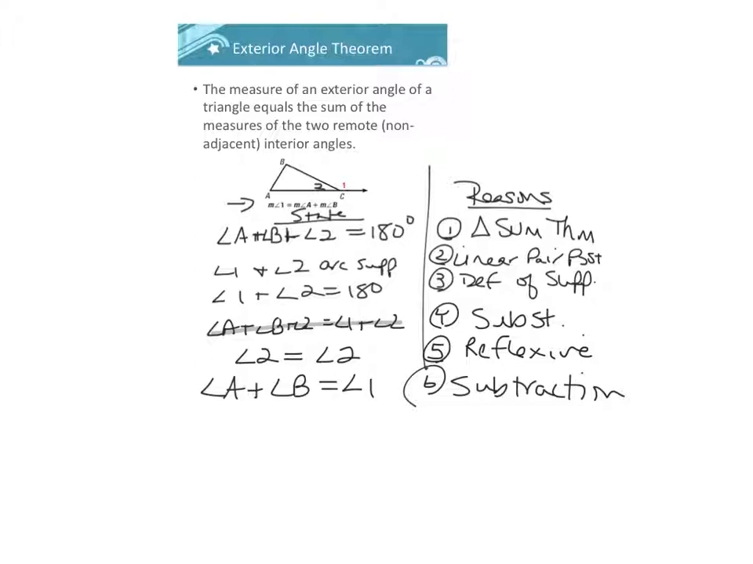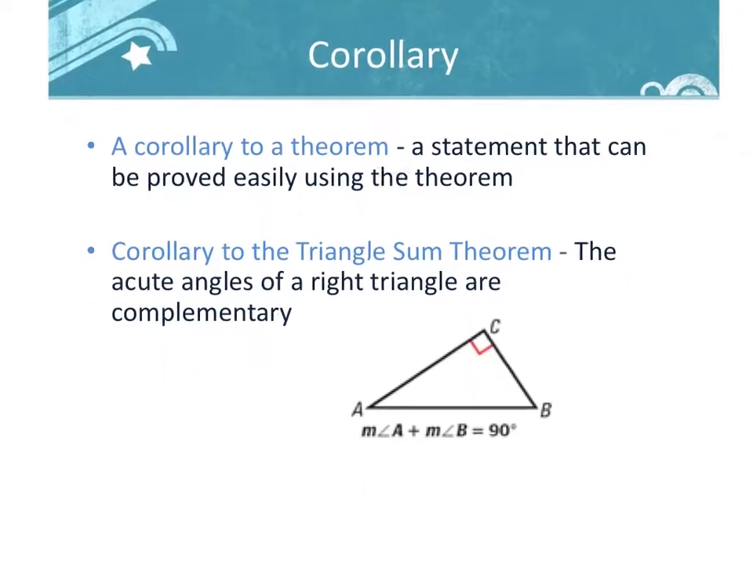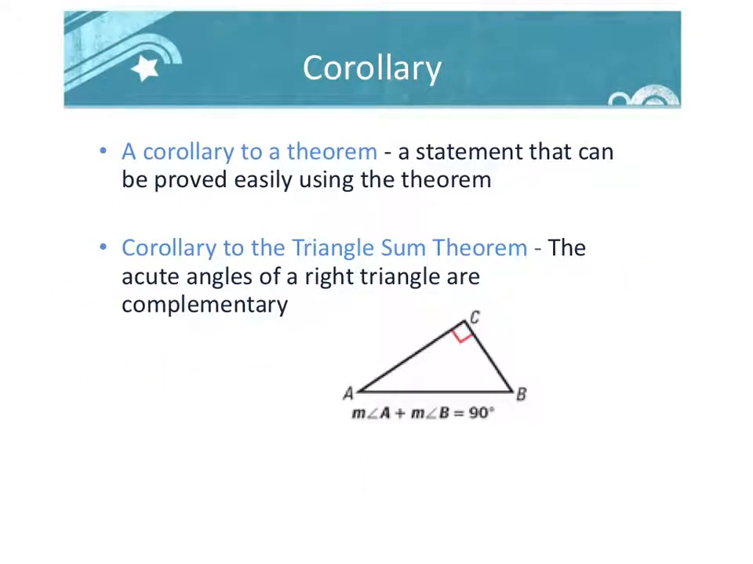Everybody good on this slide? All right, next. A corollary. Okay, so far we've seen definitions, we've seen postulates, we've seen theorems. Now we're going to see what a corollary is. A corollary to a theorem is a statement that can be proved easily using the theorem. So a possible corollary to the triangle sum theorem is the acute angles of a right triangle are complementary.